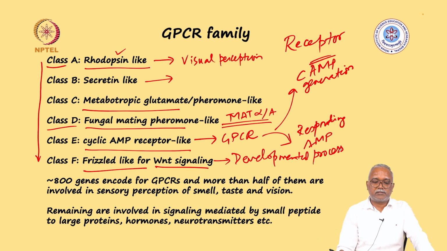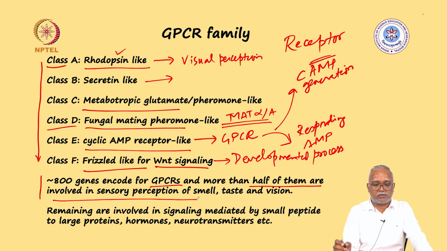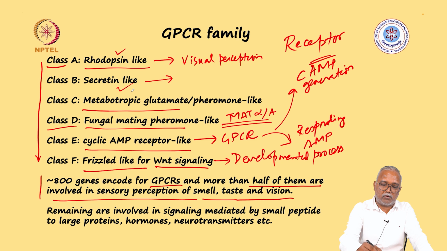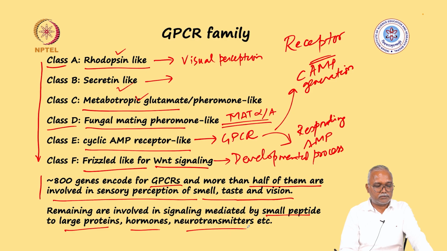But largely you will see that GPCRs are responding to small molecules, hormones and biological amines like neurotransmitters and so on. We have already seen that there are almost 800 genes which code for GPCRs, but almost half of them are involved in sensory perception of smell, taste and vision. And a very good number is still orphan receptors. So the other types of receptors which are engaging in activities of this sort are very less in number. So basically they respond to small peptides, large proteins, hormones and neurotransmitters.